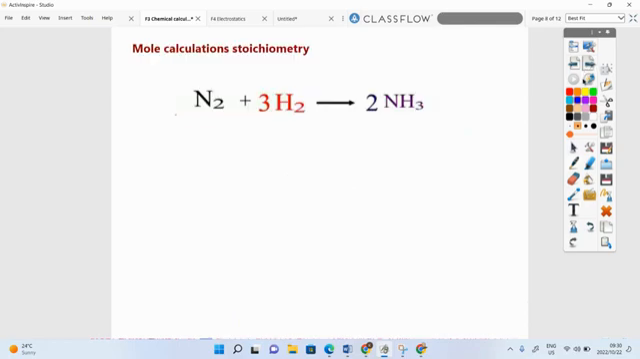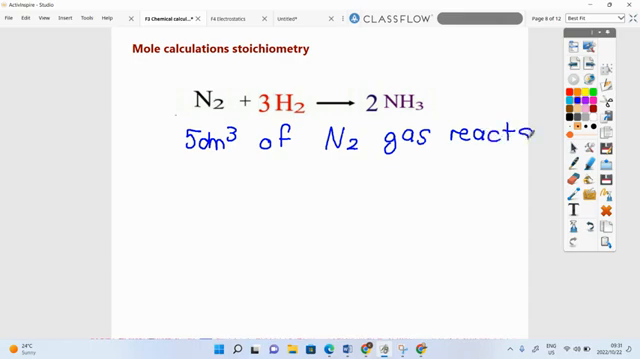Okay, so let's do one. So if this is the question, let's start with an easy one. So what the question is going to say is, I have 5 cubic decimeters of N2 gas that reacts fully according to this equation. And we want to know what mass of NH3 forms.